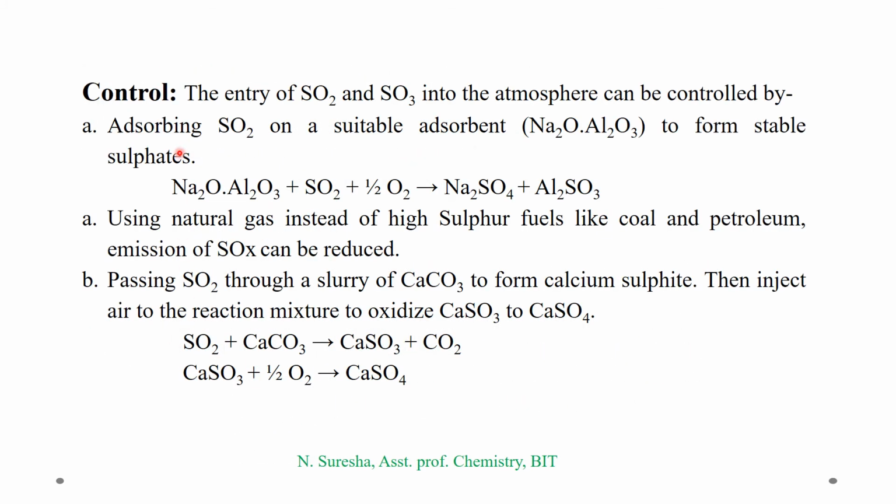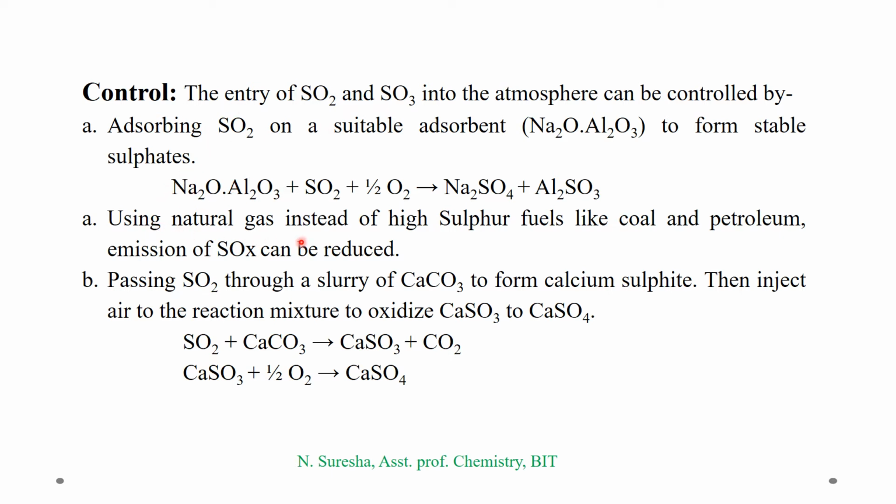Then how to control the release of sulfur dioxide and sulfur trioxide into the atmosphere? It can be controlled by absorbing sulfur dioxide on a suitable adsorbent like sodium oxide, aluminum oxide. When sulfur dioxide is exposed to these materials, sodium oxide and aluminum oxide react with sulfur dioxide, giving a stable sodium sulfate and aluminum sulfite. So we can reduce the release of sulfur dioxide into the atmosphere by allowing it to adsorb on this compound.